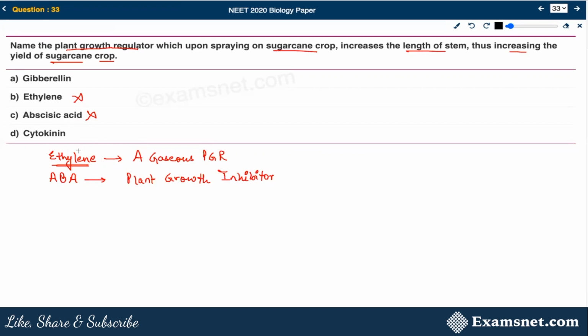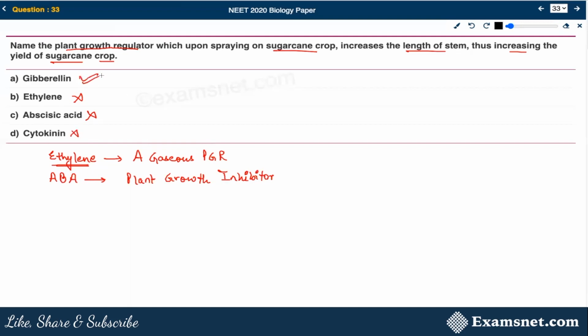So the left out options are cytokinin and gibberellin. Out of these two options, cytokinin is basically a cell division promoting hormone. So again, this is also not the correct option. This is a PGR which actually targets promoting the cell division. So again, cytokinin is not an option. So the only option left out is gibberellin.